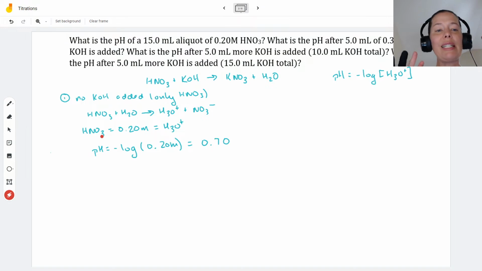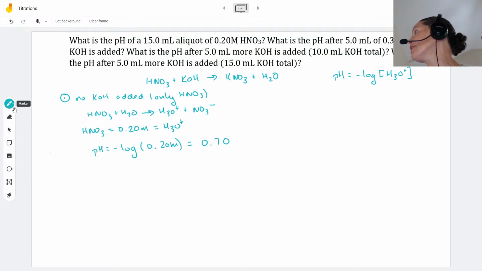So I always, at the end of these calculations, like to do just a little bit of a check to say, does this make sense? And yes, this does make sense. Okay, so our first part of this problem was fairly easy. Let's make sure we don't have any questions.